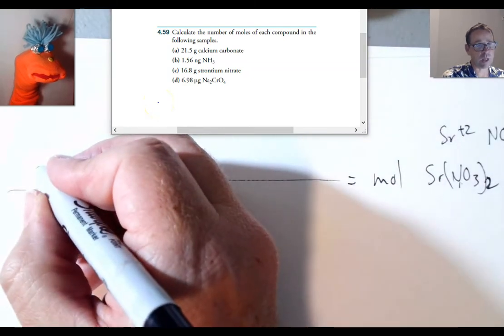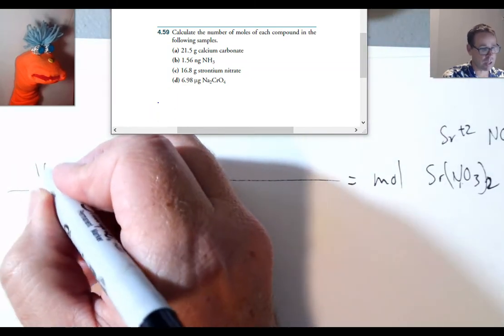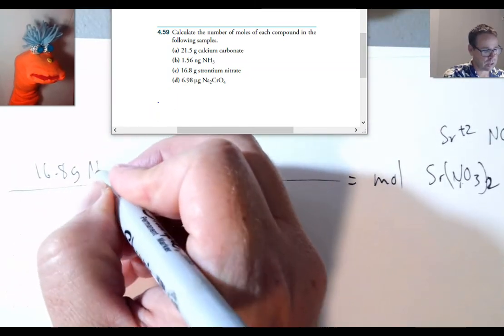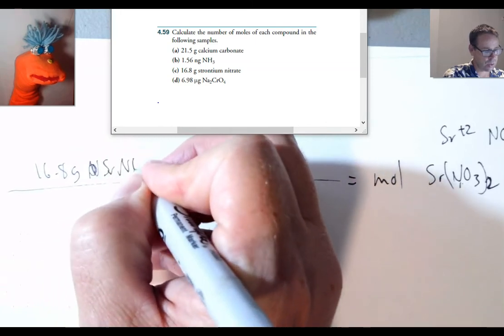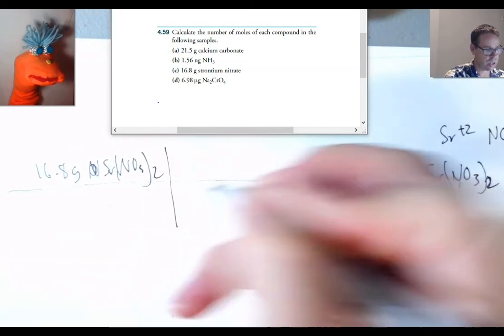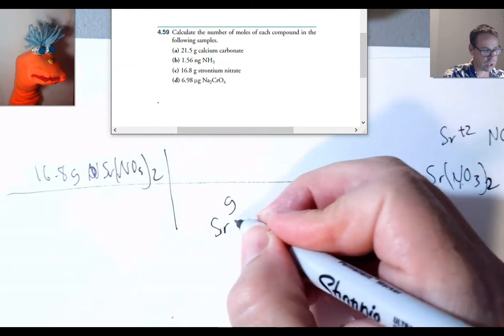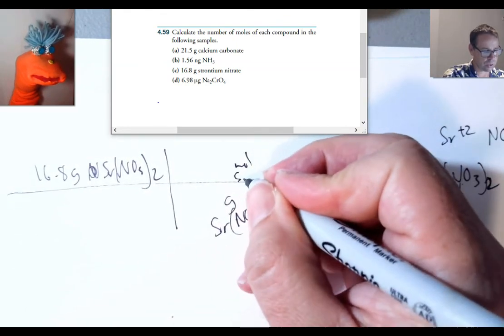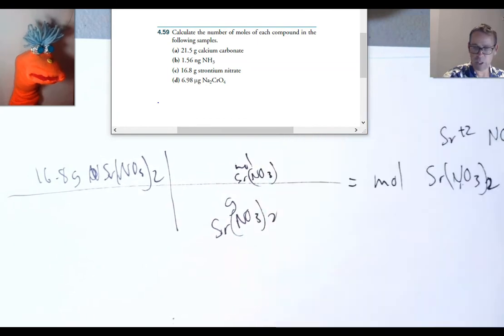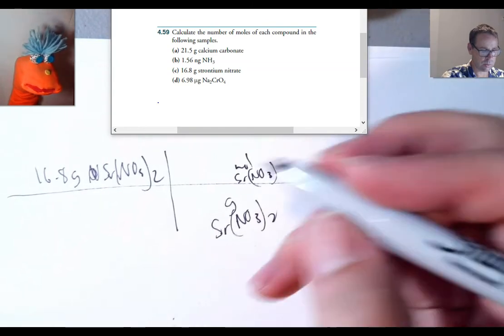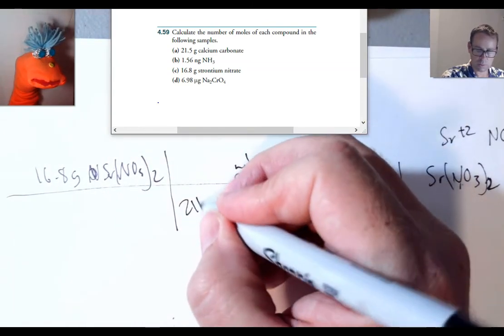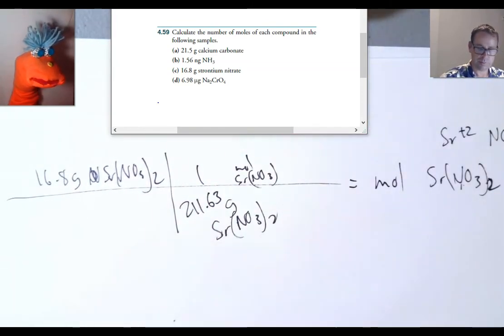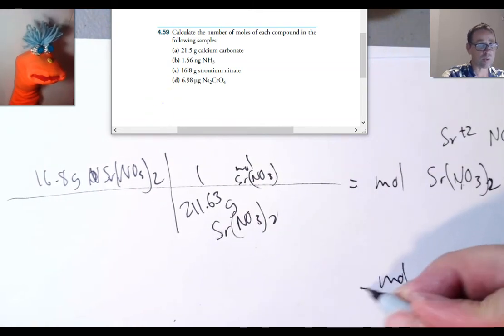So I have how many? 16.8 grams of Sr(NO3)2. I just need to go from grams of strontium nitrate to moles of strontium nitrate. Okay. Molar mass of strontium nitrate. The molar mass of strontium nitrate is 211.63 grams per mole. Very good. Last one here.